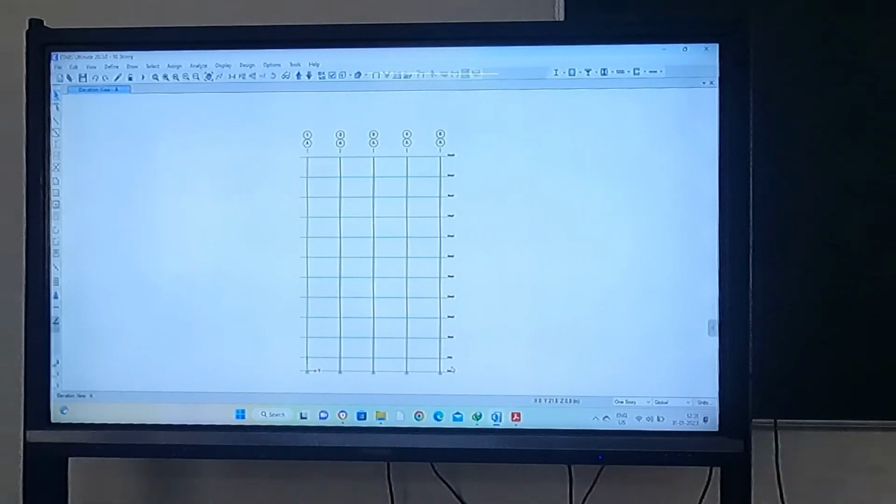So we have 1.8, but here it is 1. It means in which case you are expecting more base shear? Which case? In our case or the code based formula case? This case. How?